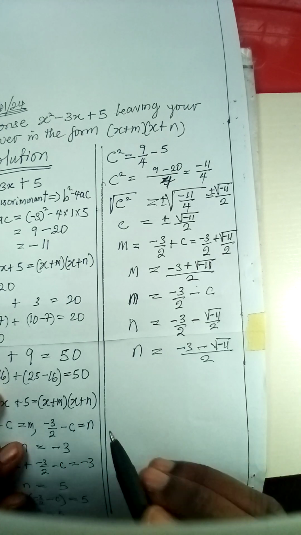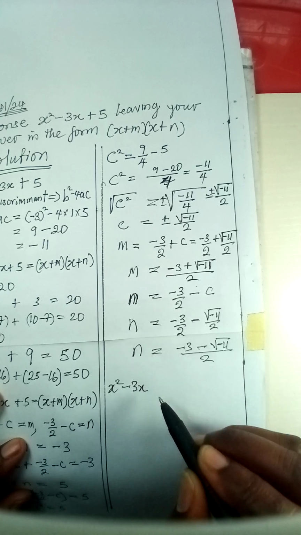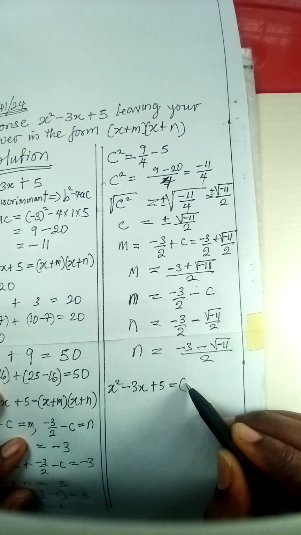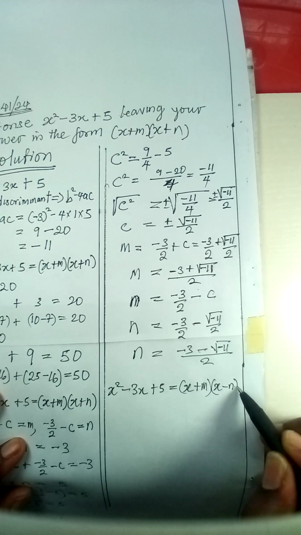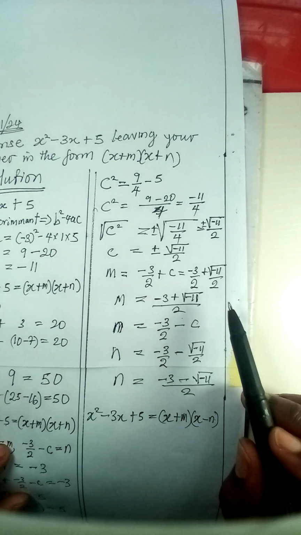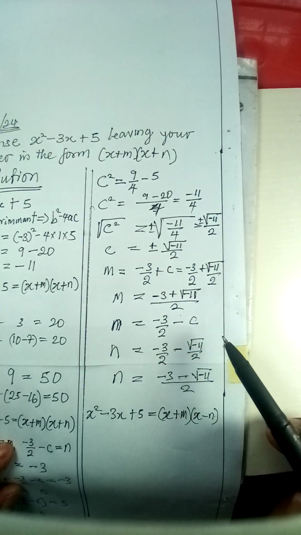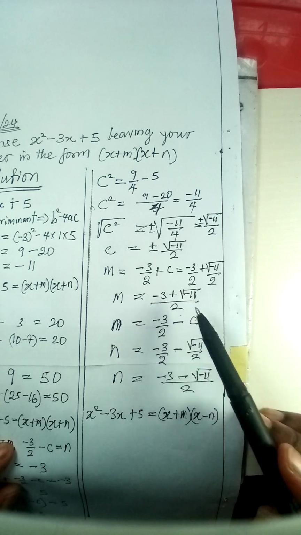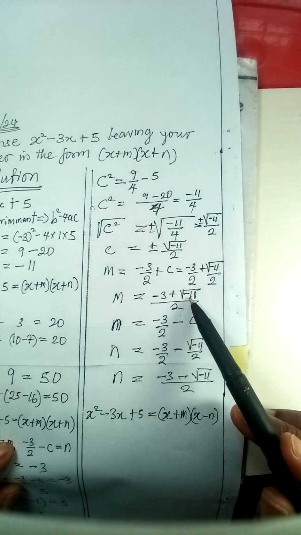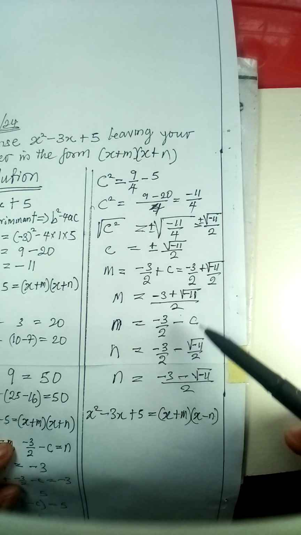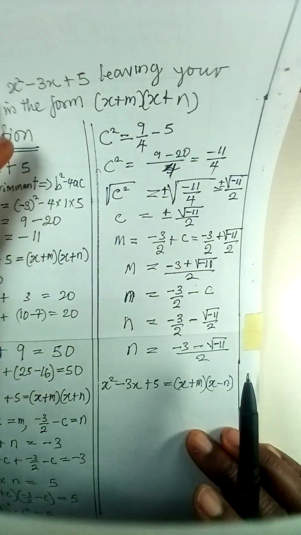Now we'll go back to what we were given. We were given x squared minus 3x plus 5. We want to factorize it in this form, x plus m into x plus n. Now notice that whether I use this plus or minus, I will still end up having my m and n. If you use minus, the values for m will become that of n, and this will alternate, so it doesn't really matter. That's why I just use a positive value, because you're not going to get any two different values.